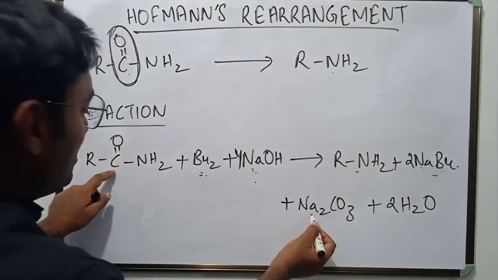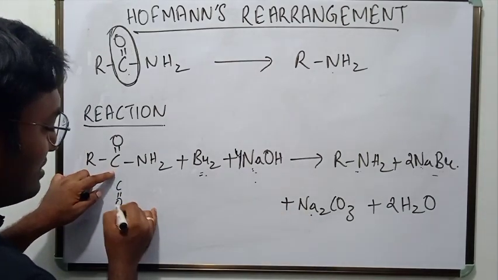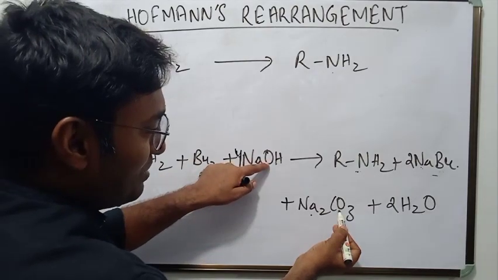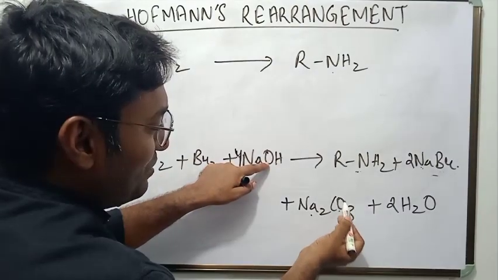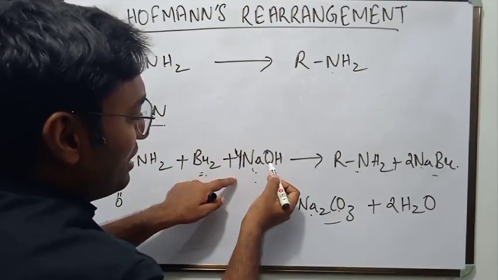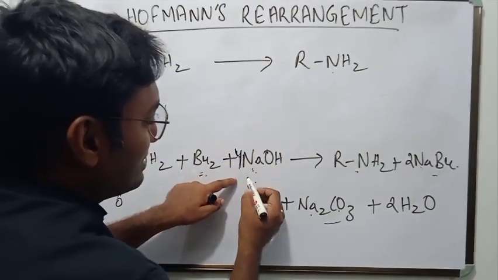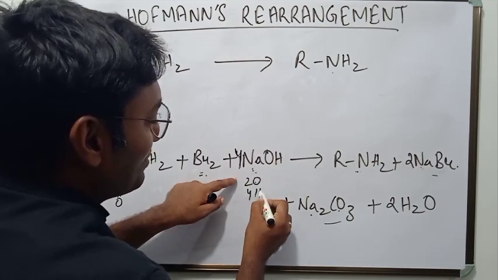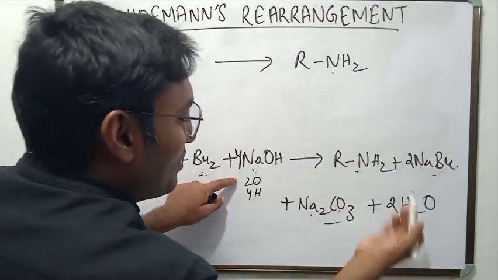Okay. Take this CO group from here. There is one CO group. Write that CO here. And take 2 oxygens from here. Okay. So that will lead you to Na2CO3. Now if you take 2 oxygen from here, how many oxygens are remaining? 2 oxygen. And how many hydrogens? 4 hydrogen. Now you just make it water.